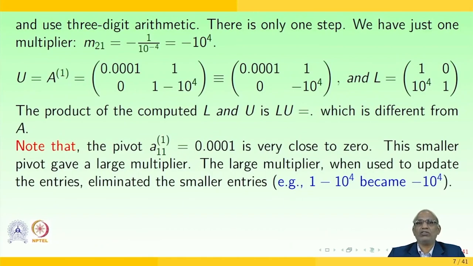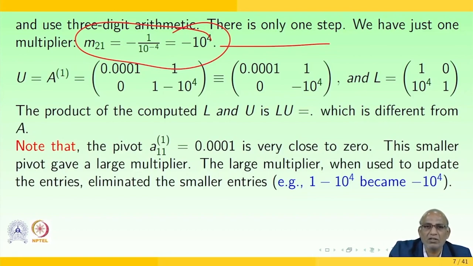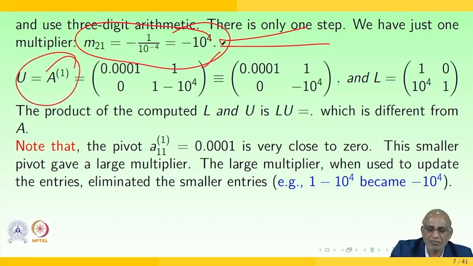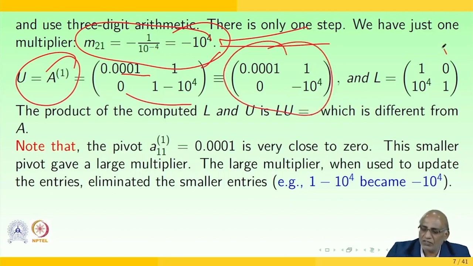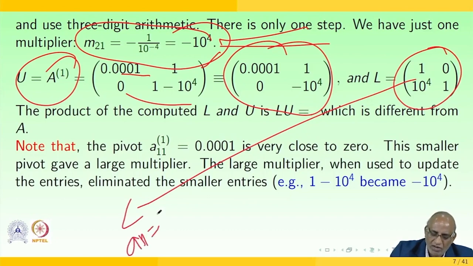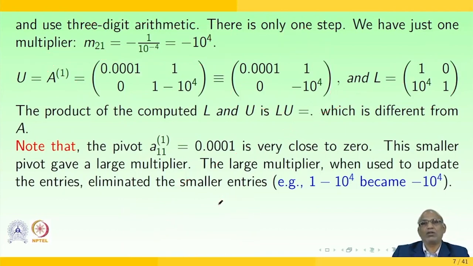Let's say that we use 3-digit arithmetic. There is only one step. We have just one multiplier. M21 is minus 1 over 10 to the power minus 4, which becomes 10 power 4. And U is equal to A1, which turns out to be 0.0001, 1, 0, 1 minus 10 raised to the power 4. So essentially this will take this form. And L is of this form. So if you look at this form, L11 is 1, L12 is 0, L21 is a very big value, 10 power 4. So the product of L and U is LU.